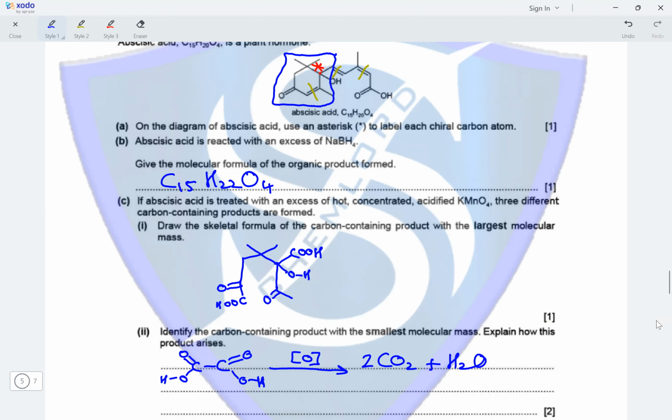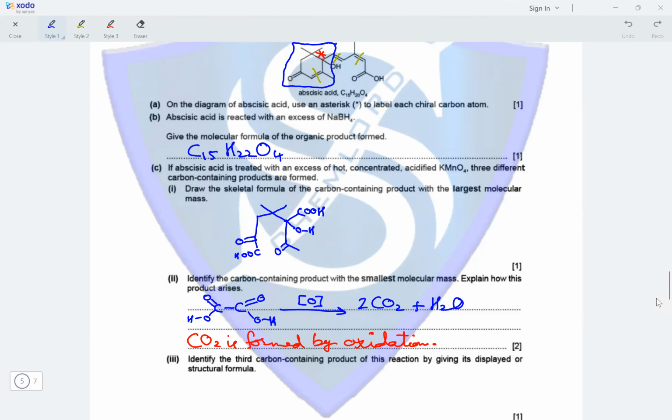So the one with the smallest molecular mass is CO2. So the answer here is: CO2 is formed by oxidation, because oxalic acid is further oxidized into CO2 and H2O. So oxalic acid is one of the products formed on the oxidation of abscisic acid. Oxalic acid undergoes further oxidation to produce CO2, and CO2 is the one with the smallest molecular mass.